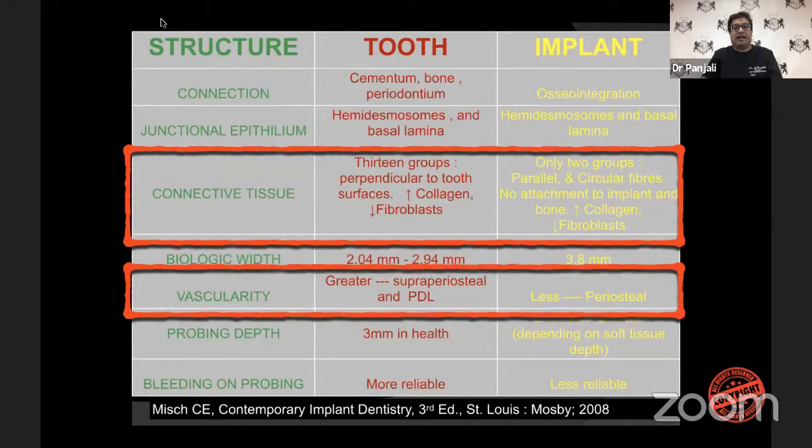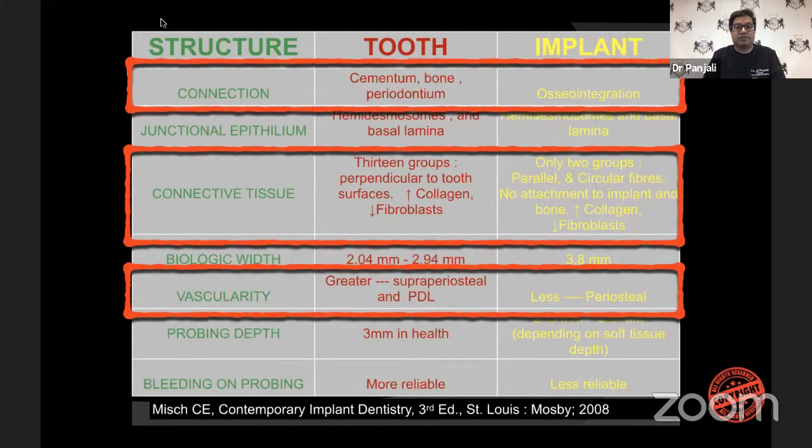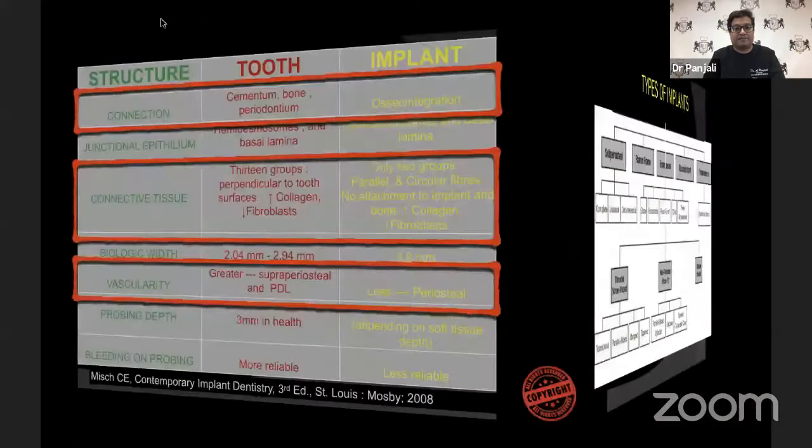Number two is vascularity. Because of all these reasons, we lose a lot of vascularity around the implant. You know, compared to the tooth, we have not too much vascularity around the implant. And that is another one of the challenges in implant dentistry. And of course, we have the connection type. The tooth has cementum and periodontium. However, implant is merely osseointegrated.